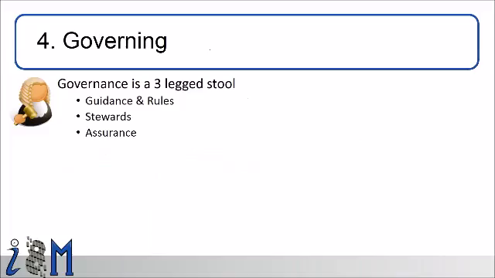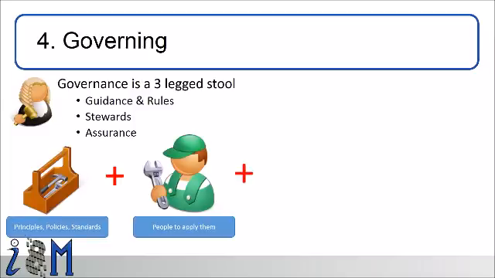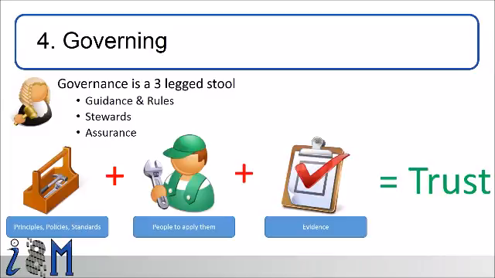The final area of information architecture we're going to consider in this short video is governance. We can think of governance as a three-legged stool. You need all three legs in order for it to work properly. The first leg is policies, principles, and standards, or other governance mechanisms that people might use. The second is the people to use them. And then finally is the evidence that we would provide to end users or other people in order to say that, yes, we've actually applied these things. And that gives us trust, and that's the outcome we're aiming for.